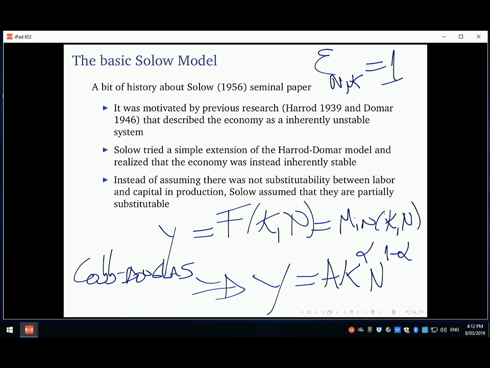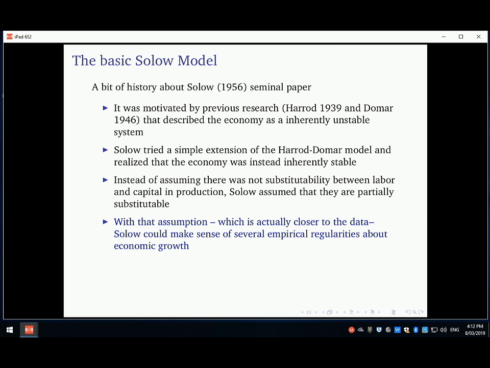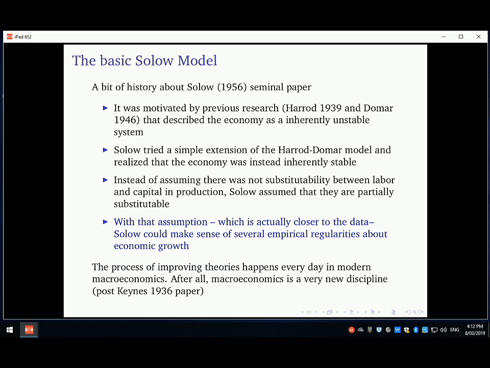That production function implies an elasticity of substitution that is 1. So Domar and Harrod were assuming that it was 0. The data tells you that it's somehow close to 1, a little bit below 1. So by making an assumption that is more reasonable with the data, Solow gained a lot of insights about the world. And we're going to study that today.